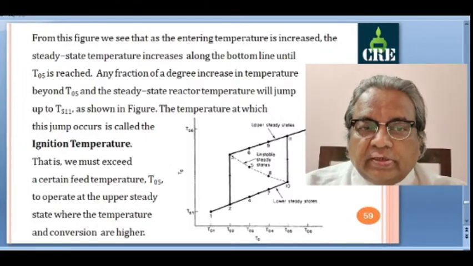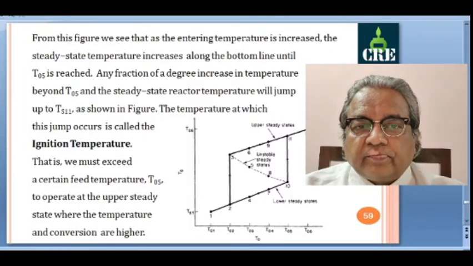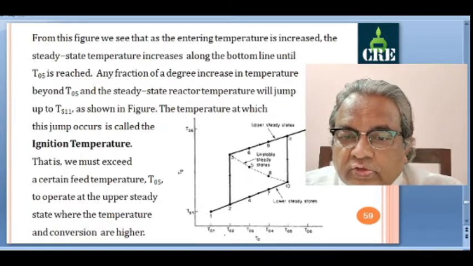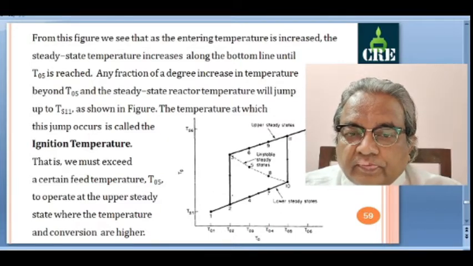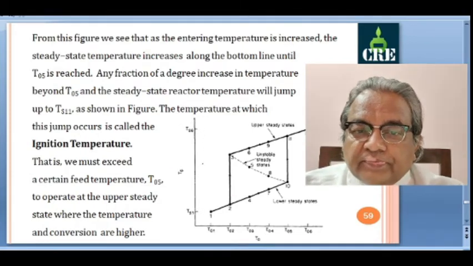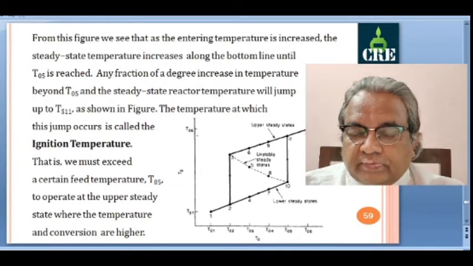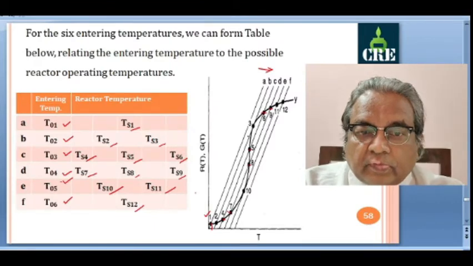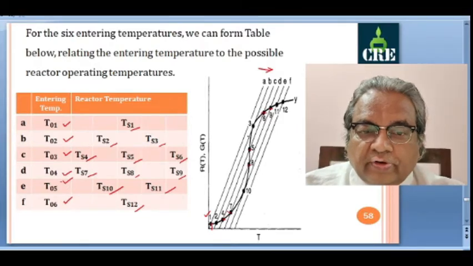Now we see the ignition temperature and extinction temperature. Here T01, T02 and so on up to T06 are shown on this figure, and here is the representation of Ts1 to Ts6. These points you can see here: 1, 2, 4, 7, 10, 12.